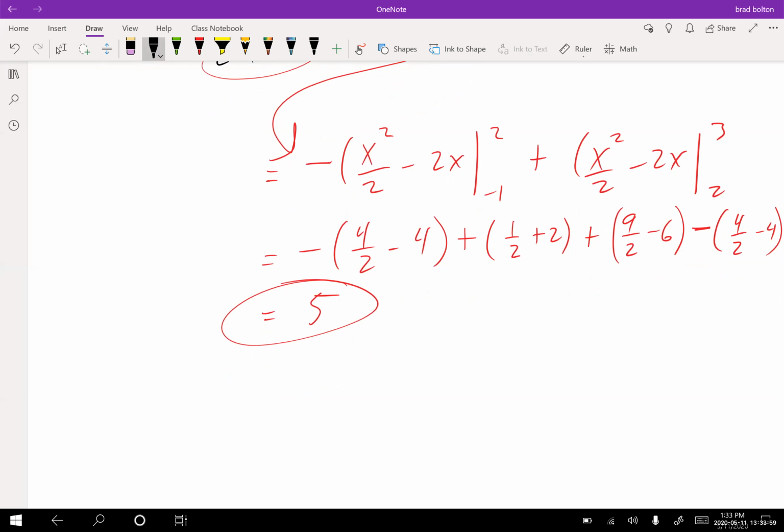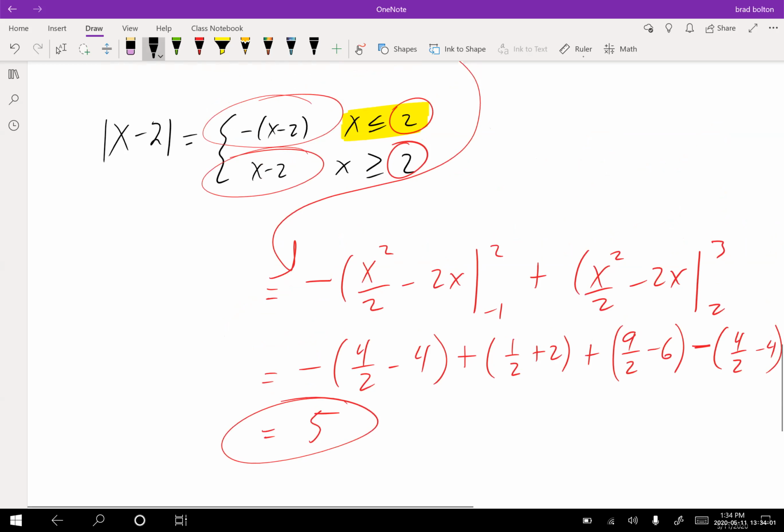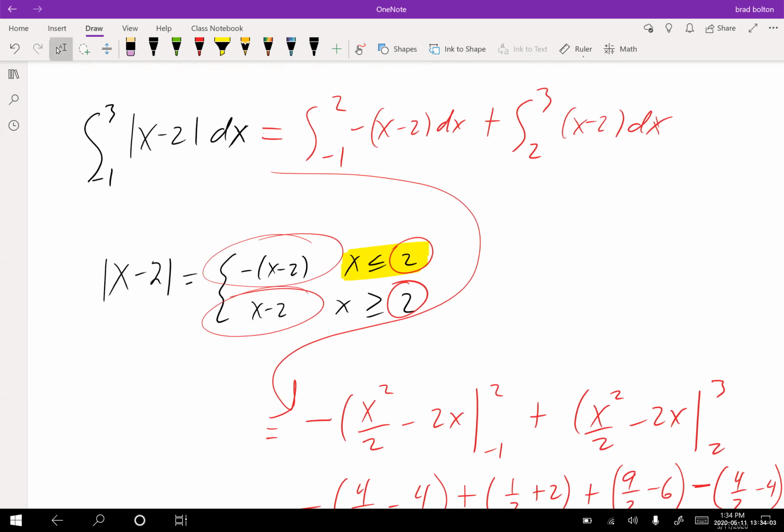So this is the main way that we should deal with absolute values: break it into a piecewise function and use the value that changes the function from positive to negative as your special number you're going to dance around. So we get 5 for this problem, okay?